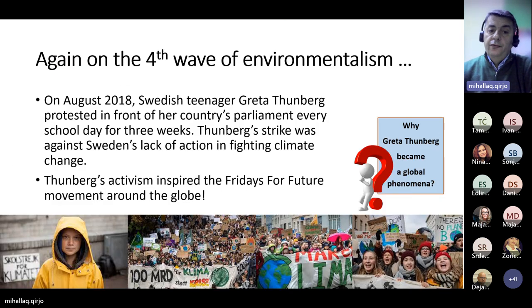Now, again, on the fourth wave of environmentalism. You know Greta Thunberg, who protested in front of her parliament in Sweden. She left school in August and then for 3 weeks, and the media caught that, and then she became a famous person. Many people also criticized her. I mean, you would hear many things. But usually I ask my students, why did Greta Thunberg become a global phenomenon? Became such a phenomenon, the worldwide Fridays for Future movement, that put many young people out of the schools into the streets, requesting faster, stronger action. So why is it happening?